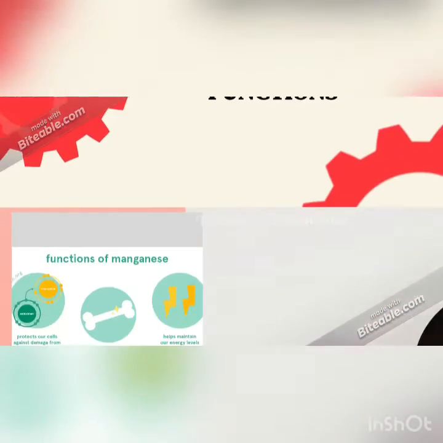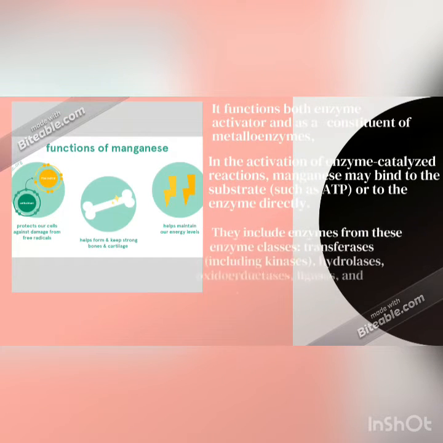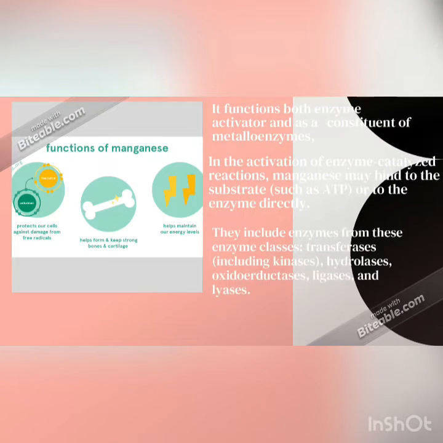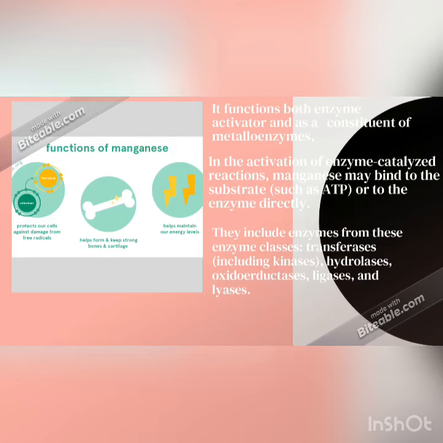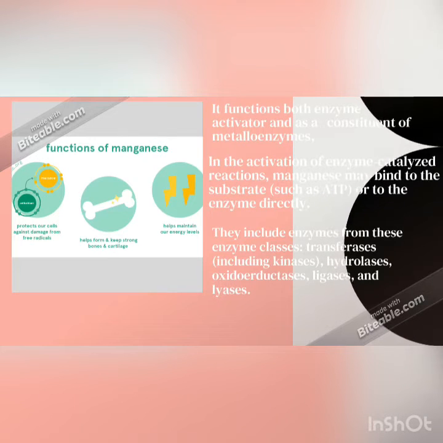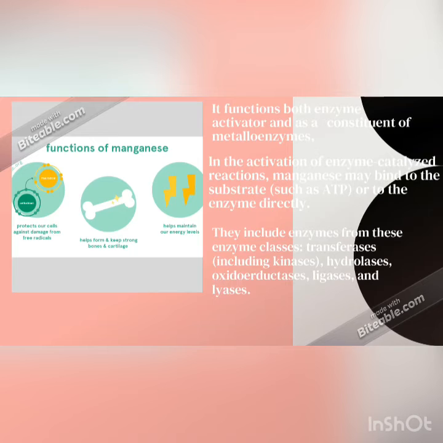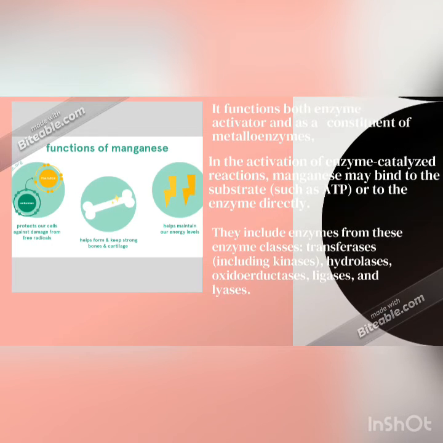Functions. It functions both as an enzyme activator and as a constituent of metalloenzymes in the activation of enzyme-catalyzed reactions. Manganese may bind to the substrate, such as ATP, or to the enzyme directly. They include enzymes from these enzyme classes: transferases, including kinases, hydrolases, oxidoreductases, ligases, and lyases.